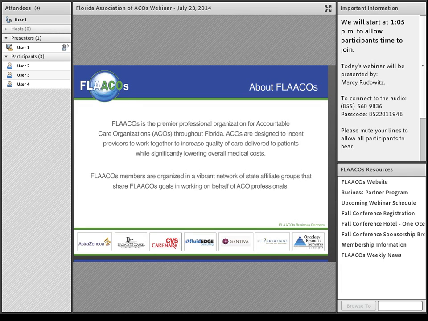Just as a recap, for those of you that are joining us that are not familiar with the Florida organization that we are currently working with all of our members, we are the Florida Association of Accountable Care Organizations. What we do is we help incent providers to work together to, again, increase quality and deliver better patient service and care coordination. We work with the ACOs throughout the state of Florida, along with ACOs nationwide. Our members are really a wonderful group of state affiliate groups that all share the same goals of working on behalf of ACO professionals. Our members and our business partners have both come together to share in this common goal.